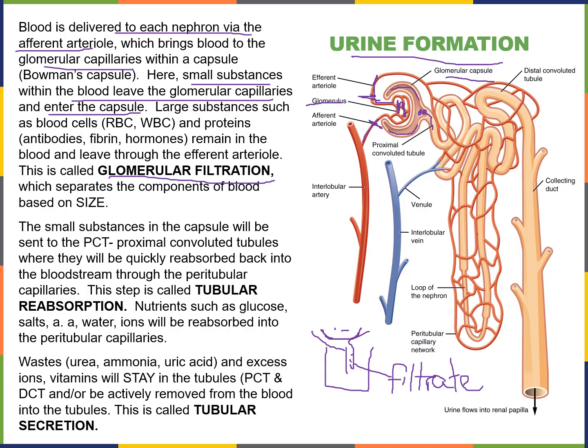So one of the things you do need to be able to do is to say precisely, if I say glucose, is glucose present in the afferent arteriole? The answer is yes. Is glucose present in filtrate? The answer is yes. Is glucose present in the efferent arteriole? The answer is no. If the substance is present in filtrate, it is also not present in the efferent arteriole.